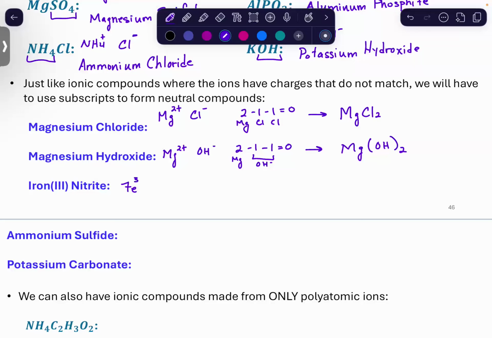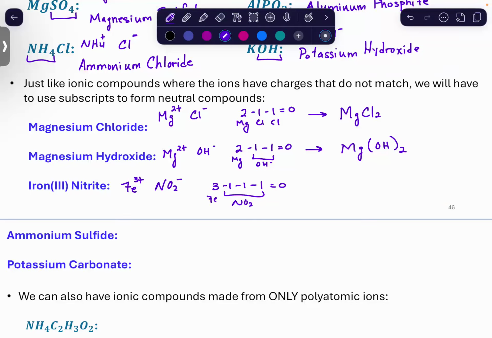Fe is iron, that's 3 plus. What is nitrite? Okay, well, I remember what nitrate is. That's NO3, so nitrite must be NO2 with the same charge, -1. Okay, well, I have a +3 and a -1. So if I start with the +3 from the iron, I have to do 1 nitrite, 2 nitrites, 3 nitrites. There's your iron. There's your nitrite. That gets you your neutral compound.